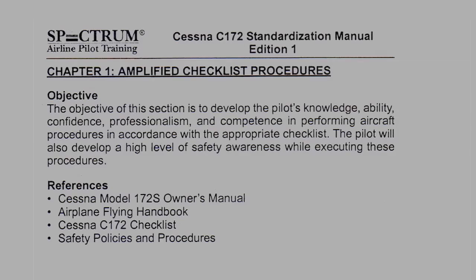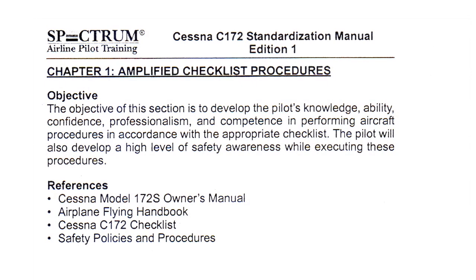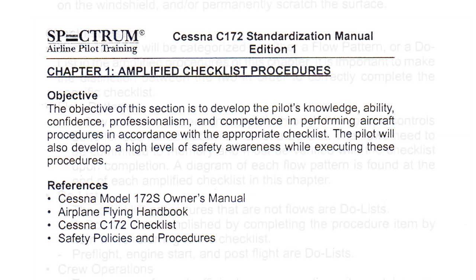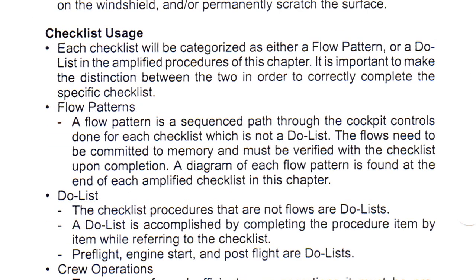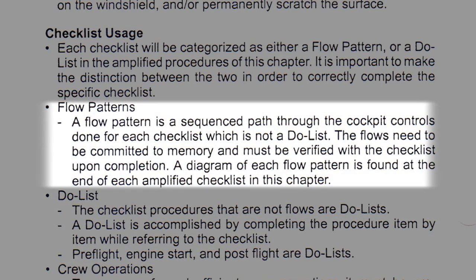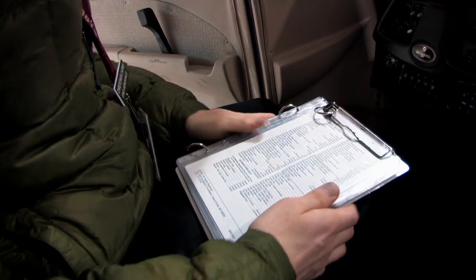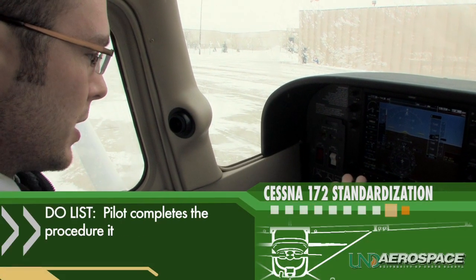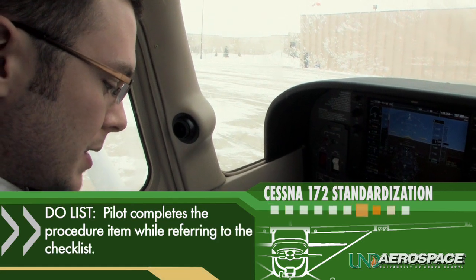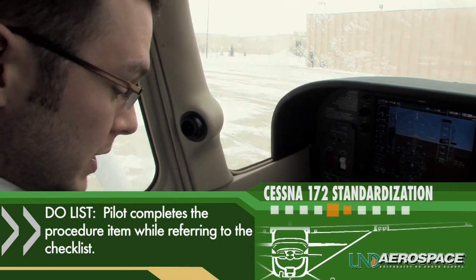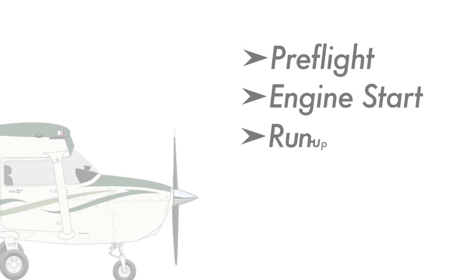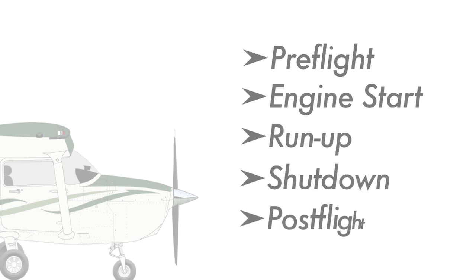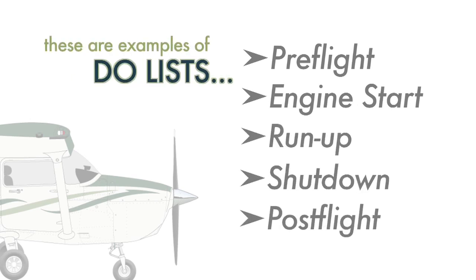In Chapter 1 of UND's Cessna 172 Standardization Manual, the expanded checklist procedures explain two different approaches to completing a checklist. These are known as do lists and flow patterns. When completing a do list, the pilot completes the checklist step by step in order while reading directly from the checklist. Pre-flight, engine start, run-up, shutdown, and post-flight checklists are all do lists.